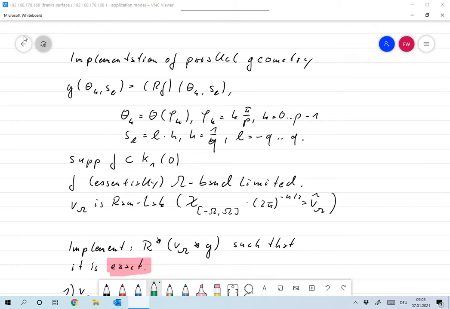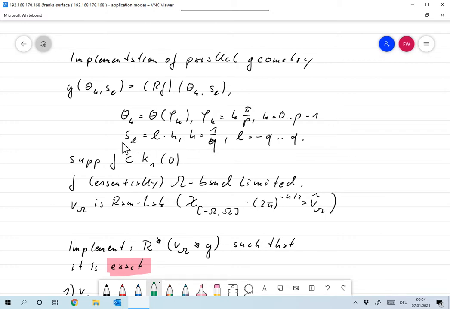We wanted to reconstruct a function f that was essentially omega band limited, and we could measure the Radon transform of f at some points theta_k and s_l. Theta_k were p directions equispaced in the half circle, half S^1. And the s_l were the positions of the sensors, and these were 2q plus 1 equally spaced sensors in the range from -1 to 1.